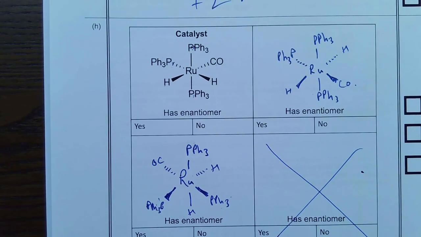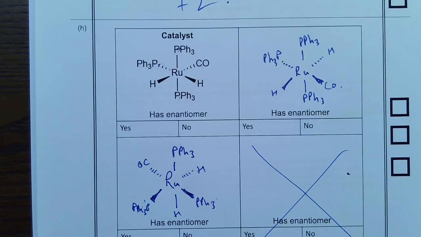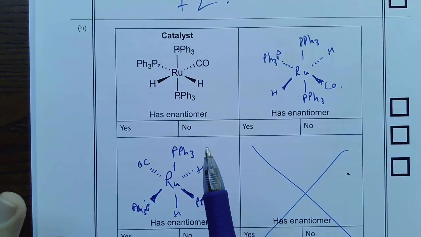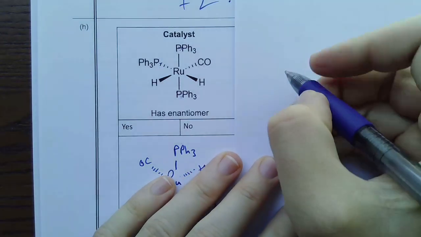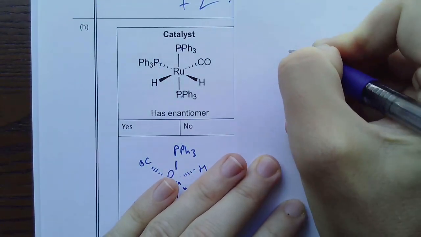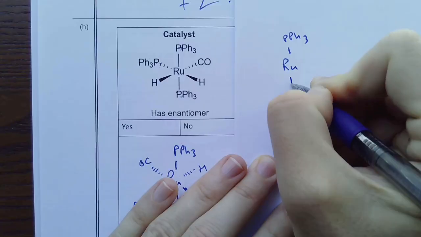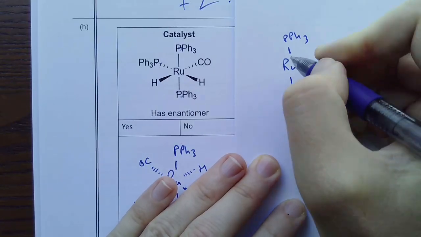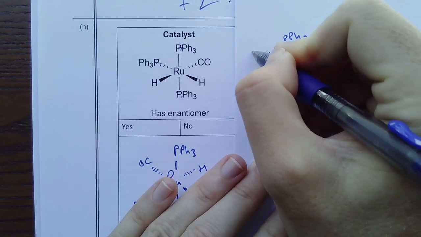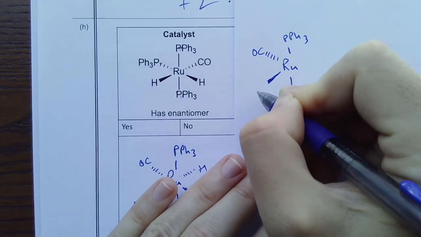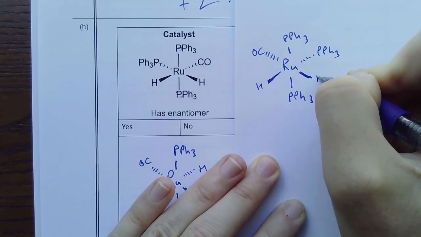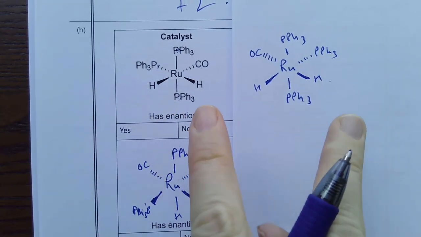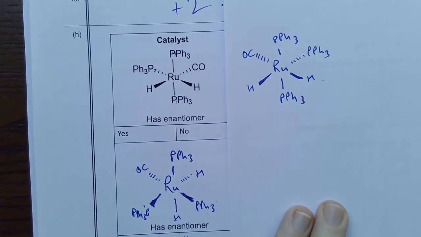Then we have the slightly more tricky question of, does it have an enantiomer? Now, it's up to you. The way to do it, perhaps, is to draw out the other enantiomer. So draw out the mirror image and then decide if it's the same or not. So we can do that with this one. So I would draw the mirror image like that. And then I need to decide, are these non-superimposable?